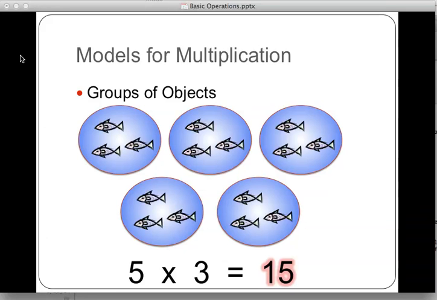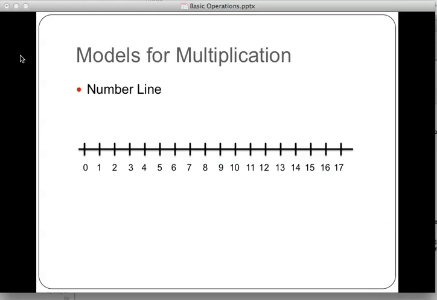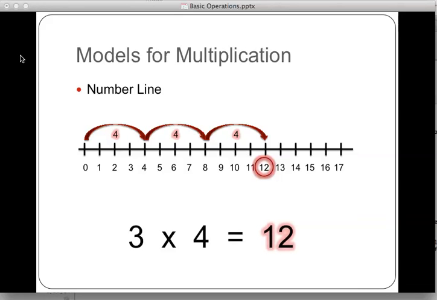Another way, though, multiplication is often shown at a little more abstract level with a number line. Here we have 4 plus 4 plus 4. That's really modeling the repeated addition way. And by the way, don't forget that that's 3 times 4, 3 groups of 4, not 4 times 3. 4 times 3 would be 3, 3, 3, 3.